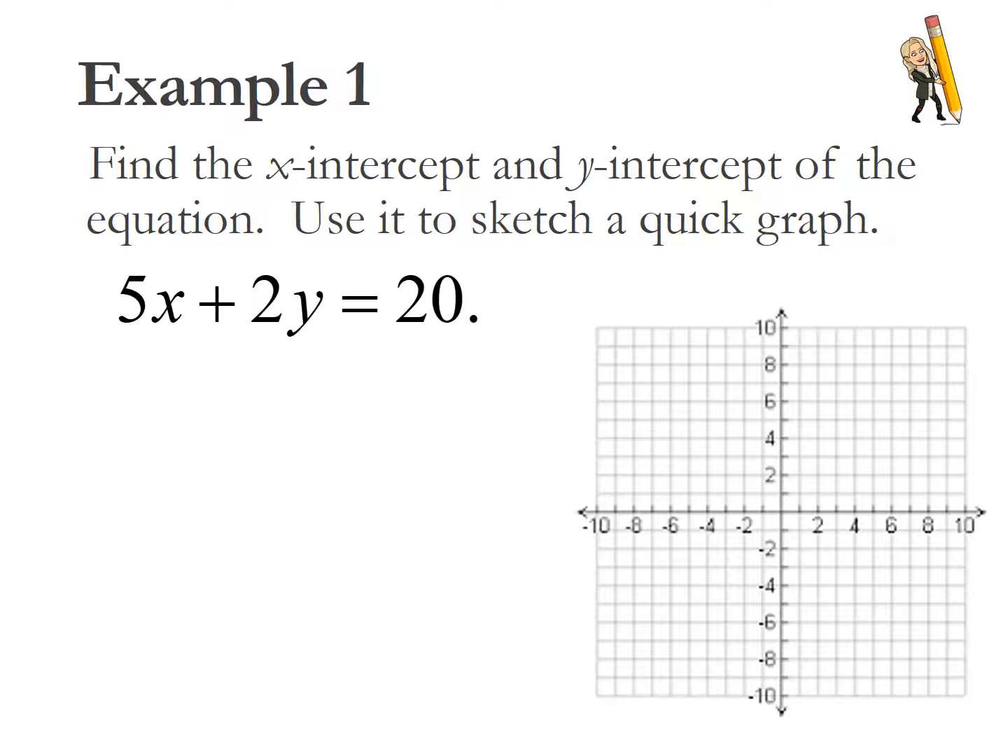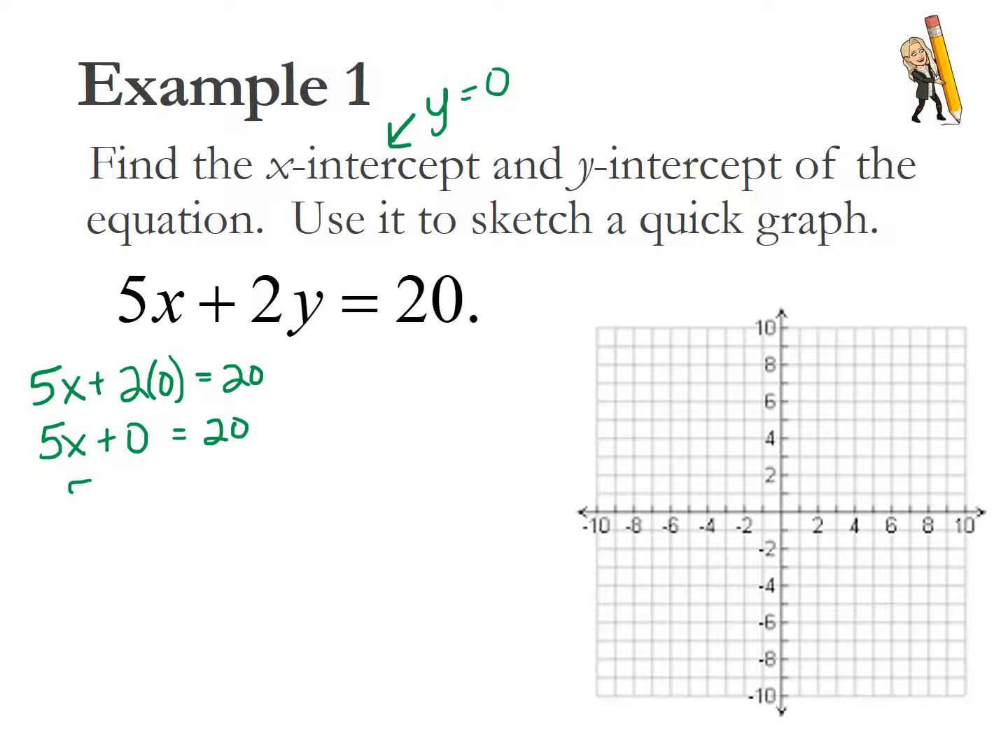Okay, so again, remember our steps to find the x-intercept. This means y is equal to 0. So first, let's set y equal to 0. So I'm going to get 5x plus 2y equals 20. Remember, y is equal to 0, so I'm going to plug in a 0 for y. So 5x plus 0, since 2 times 0 is 0, equals 20. So 5x equals 20. To solve for x, I divide both sides by 5 to get x equals 4.